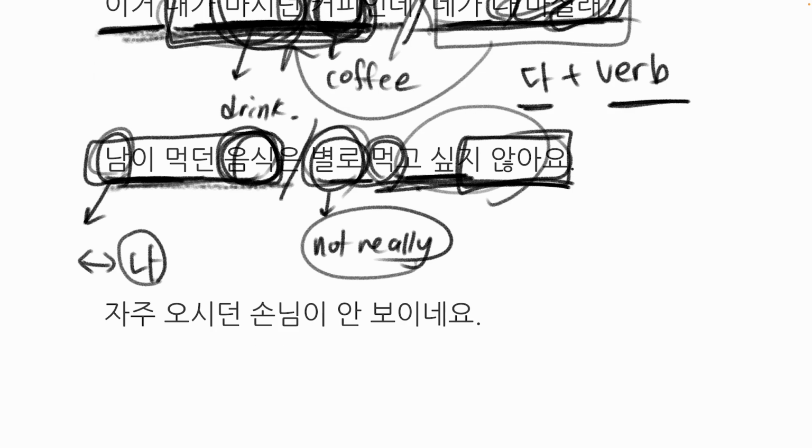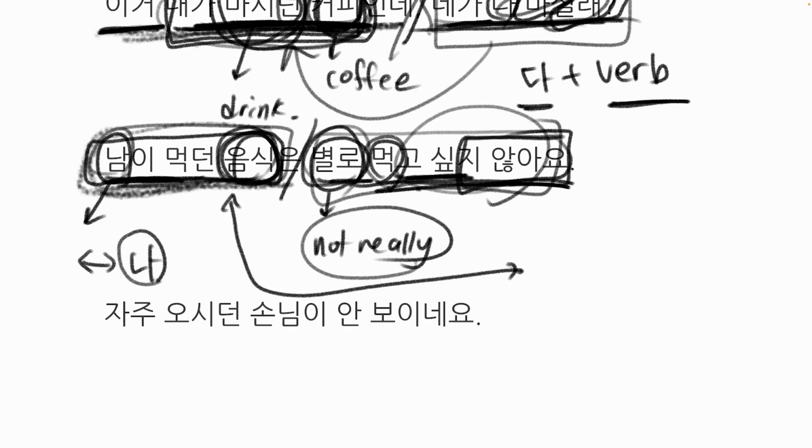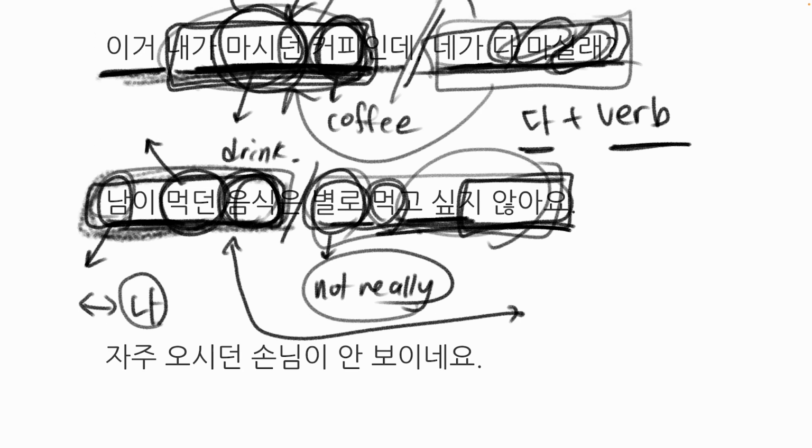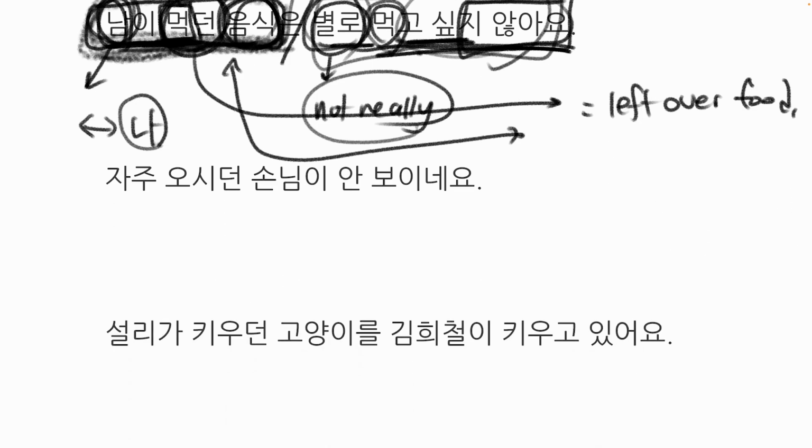So here, the most likely meaning would be the unfinished food, leftover food from someone else, right? I don't want to eat the food that someone didn't finish, the leftover food from someone else. So this 먹던 would likely mean the first meaning, unfinished action. 먹다, eat, is the unfinished action done by others. 남이 먹던 음식. And let's look at the next one.